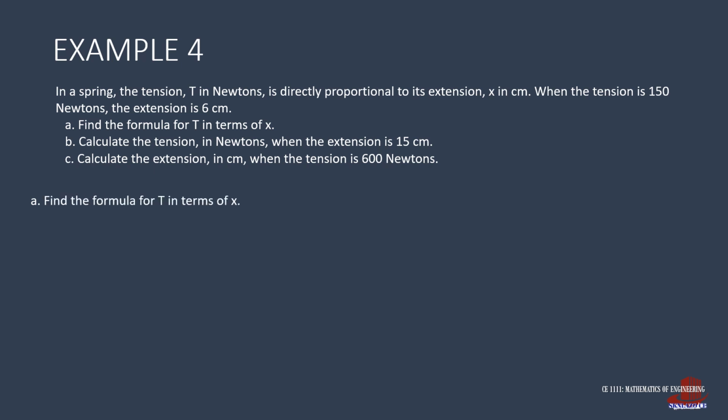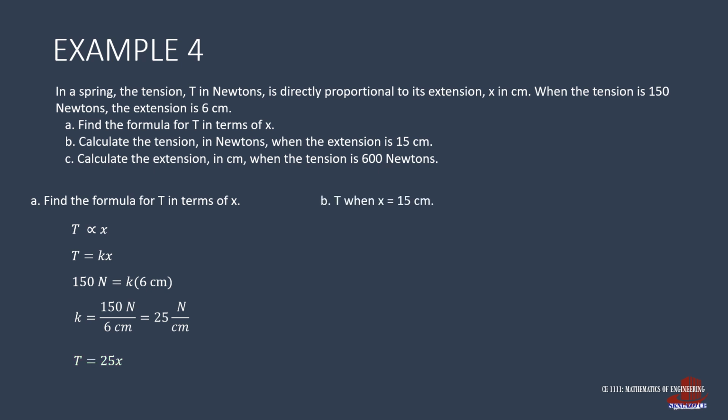First is to generate the equation of T in terms of x. The premise says that T is directly proportional to x. Transform this into T is equal to k times x. With a given T of 150 newtons and x as 6 centimeters, we get k as 150 newtons over 6 centimeters or 25 newtons per centimeter. Thus, the equation becomes T is equal to 25x.